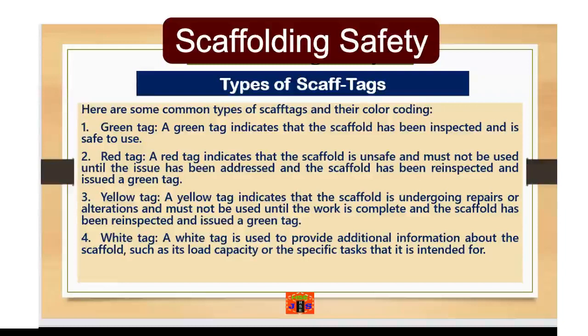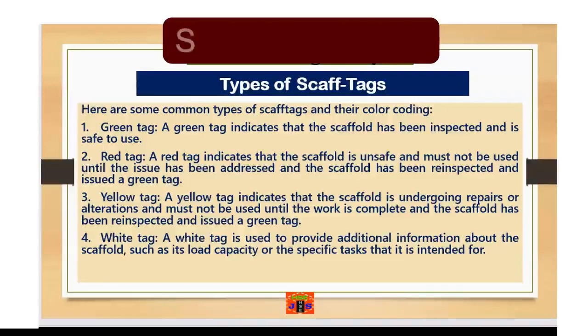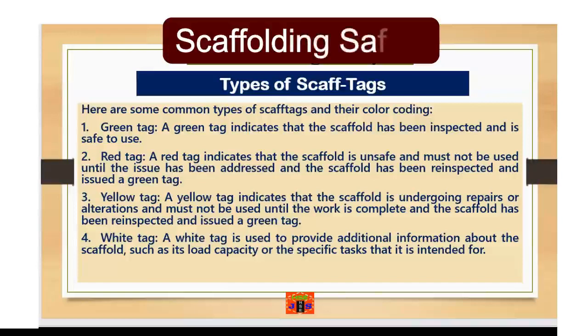Number three, yellow tag. A yellow tag indicates that the scaffold is undergoing repairs or alterations and must not be used until the work is complete and the scaffold has been re-inspected and issued a green tag. And number four, white tag. Most of the people don't know about white tag, but they are aware of green tag, red tag, and yellow tag. What is the function or the purpose of a white tag?